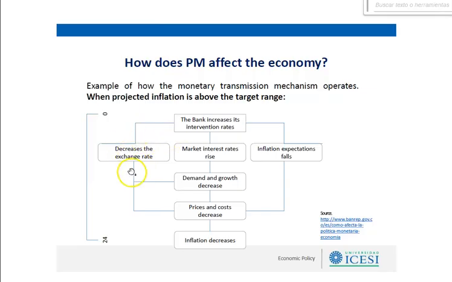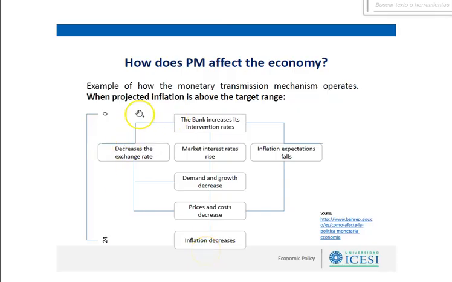Yeah, and the revaluation of the exchange rate produces a decrease in the demand. Why? Because exports are less attractive and imports more attractive. So if the demand decreases, then prices decrease and then inflation decreases.